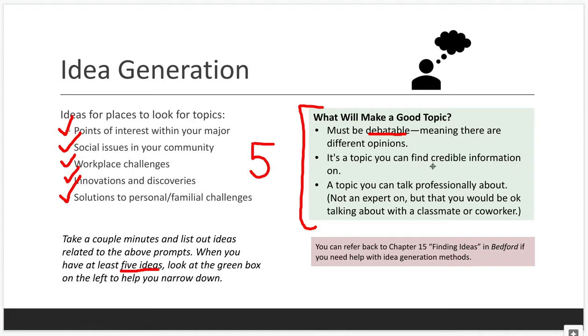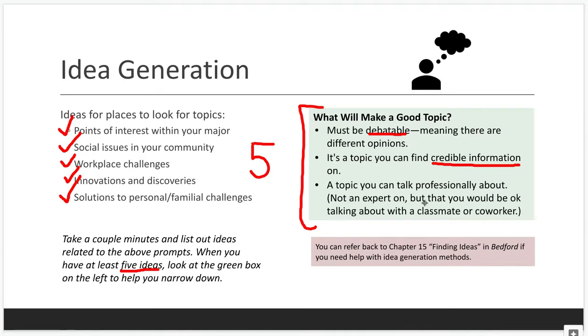The second is that you must be able to find credible information on this. You can't just pull hashtags from social media or 1 or 2 news articles. There needs to be books written on the topic, or maybe some scholarly journal articles, meaning this topic probably has to have been around for about a year or more.